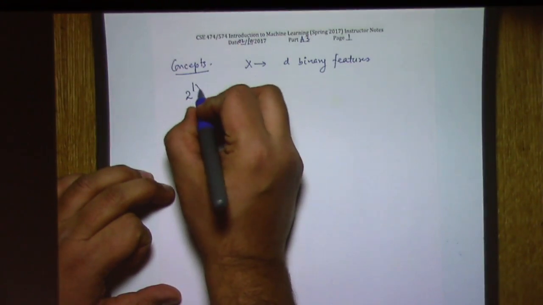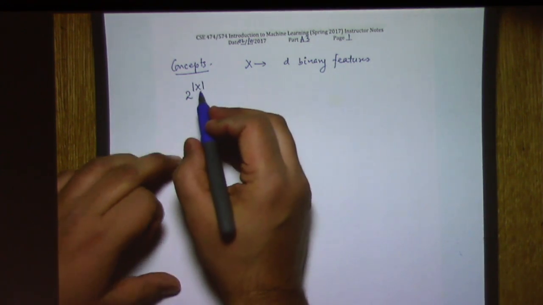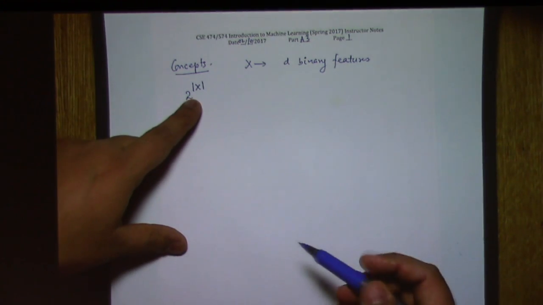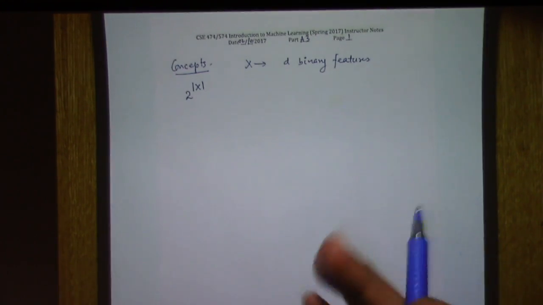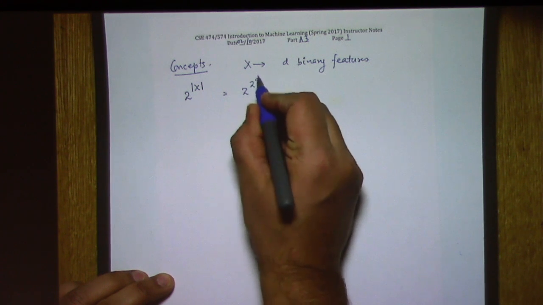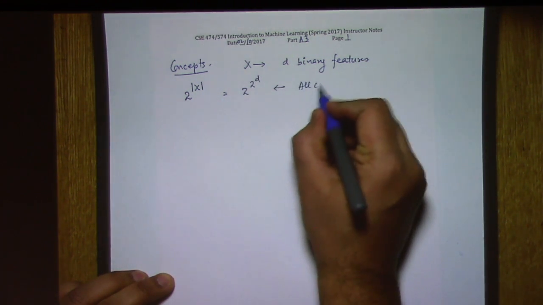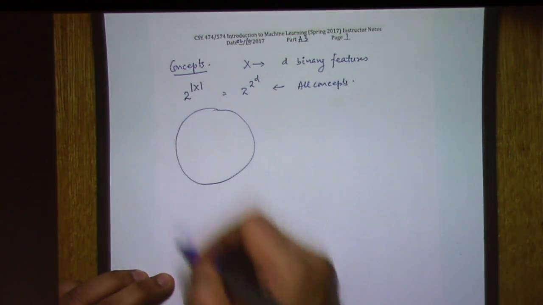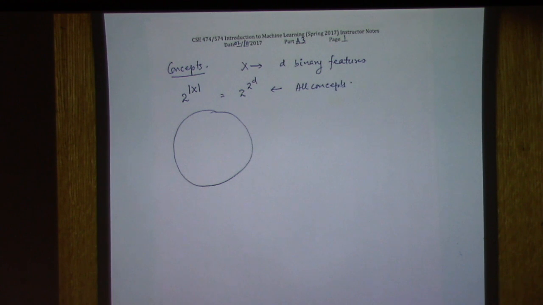Now we are still talking about binary concepts. Something belongs to a concept or does not, right? But this can also expand later. But for now, what we have seen in the past is that the number of concepts that you can have is essentially 2 to the power of the size of X, right? Where X is nothing but all the data points that you can have. And for d binary features, we saw that this is the same as 2 to the power d. So that's all concepts.